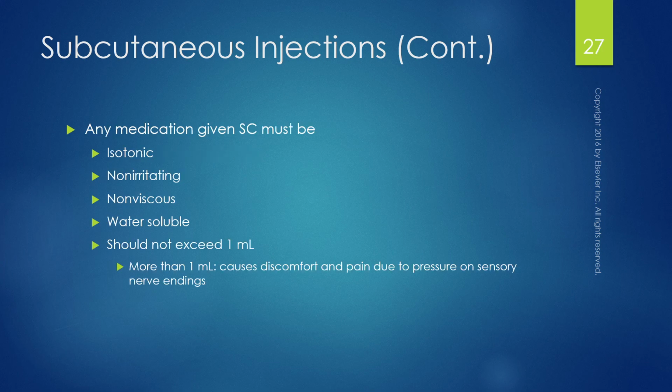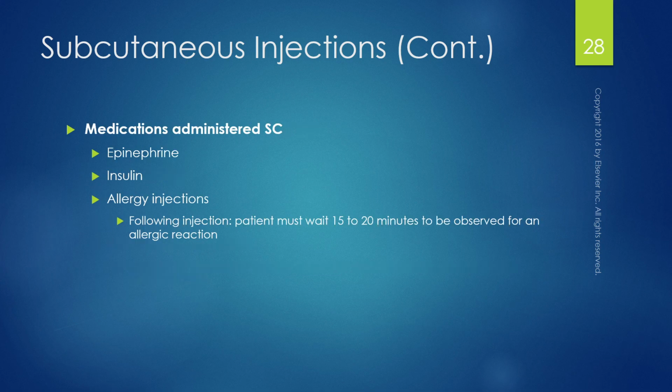Any medication given by subcutaneous route must be isotonic, not irritating, not viscous, and water soluble. And in general, you don't want to give a large dose, nothing more than a milliliter. Good examples of medications administered subcutaneous are epinephrine, insulin, and allergy shots.